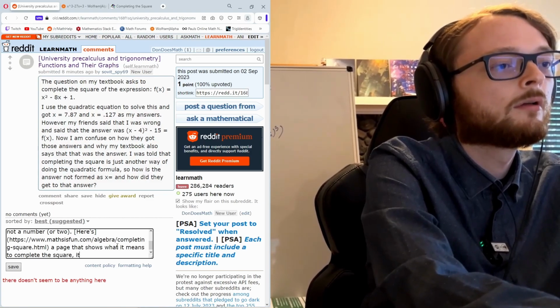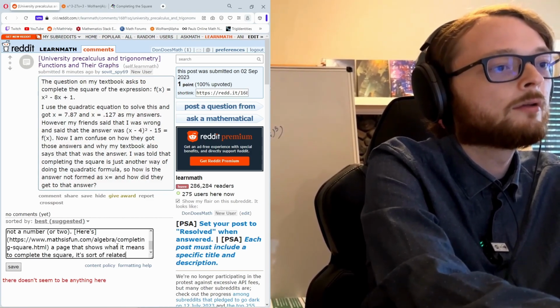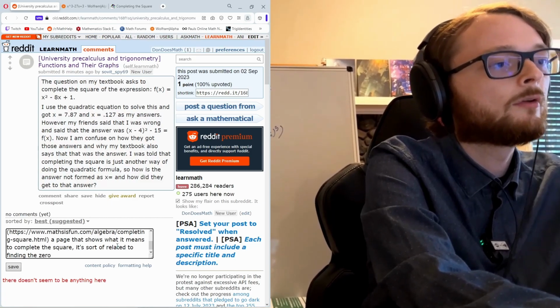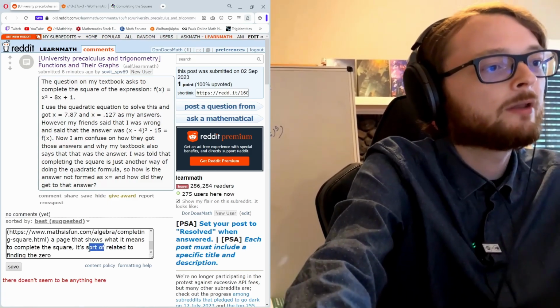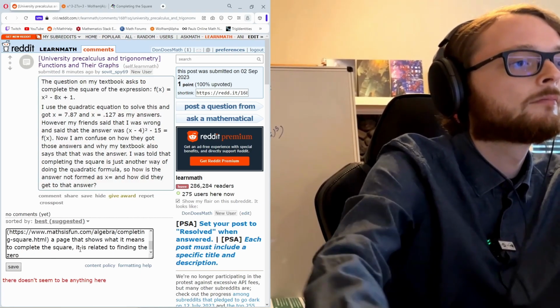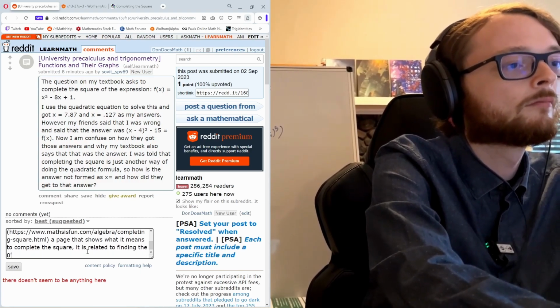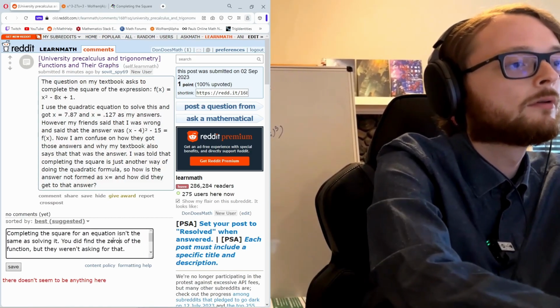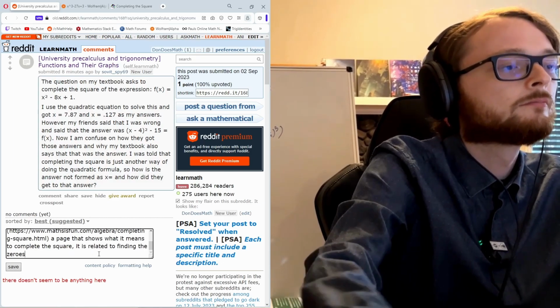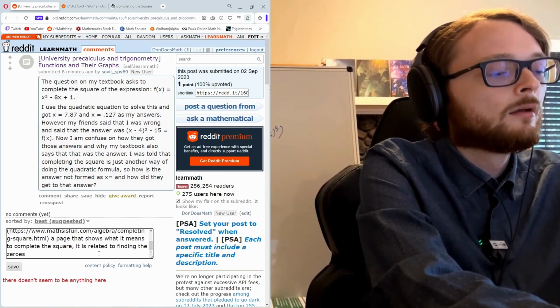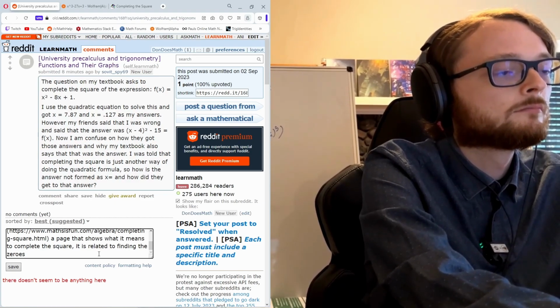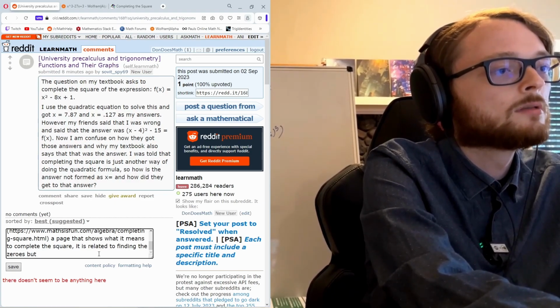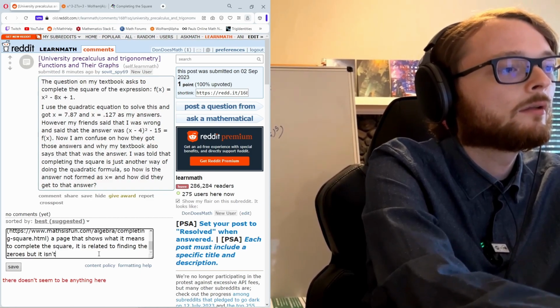Square. It's sort of related to finding the zeros, or it is related to finding the zeros. I should spell out zeros, because I think that's how they usually do it. It is, but exactly the same.